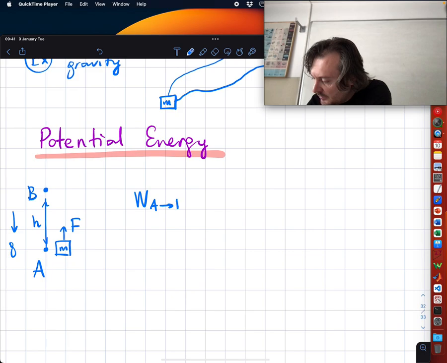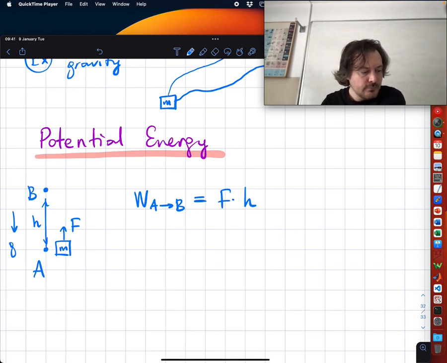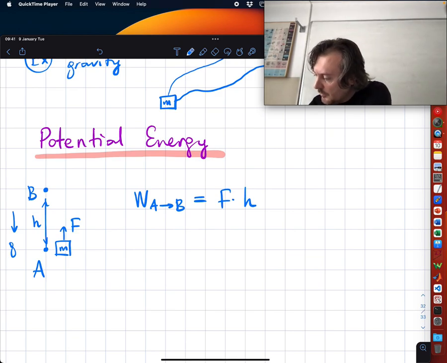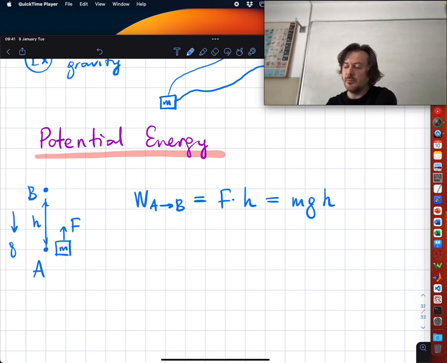work done to take it from A to B is force times the distance, right? So force must be equal to the gravitational force. So this is the work I'm doing on the system. Do you agree? Any questions up to here?